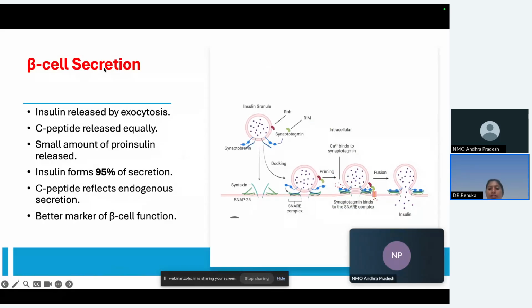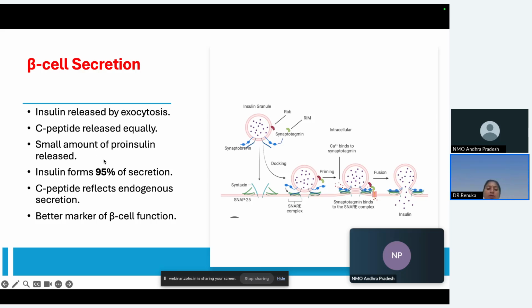Beta cell secretion. Don't look at the diagram. I've just put this to show what exocytosis is. Insulin is released by exocytosis. What is exocytosis? The insulin granule attaches to the membrane. From here, a pore is formed, and all the insulin present inside exits from the cell. This is exocytosis. Both C peptide and mature insulin are released.